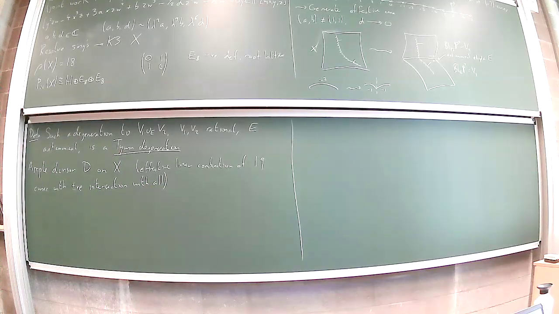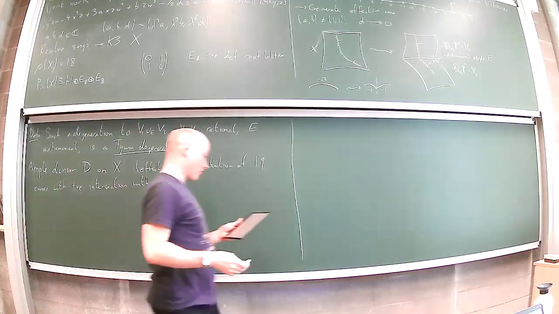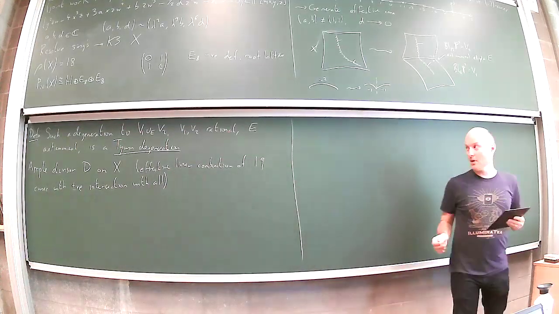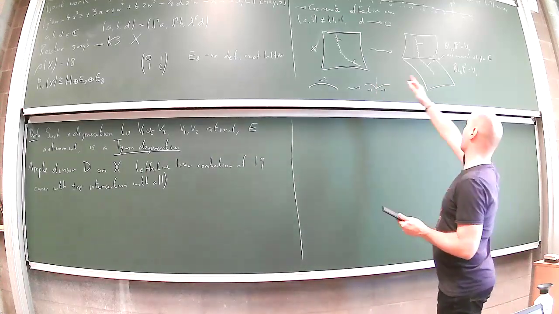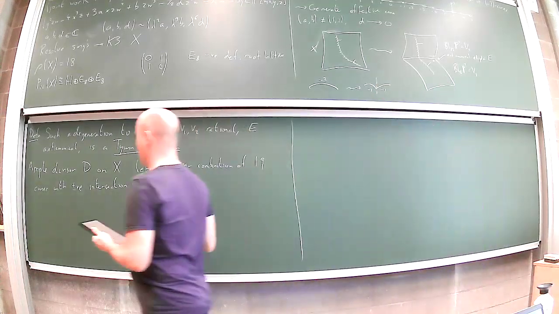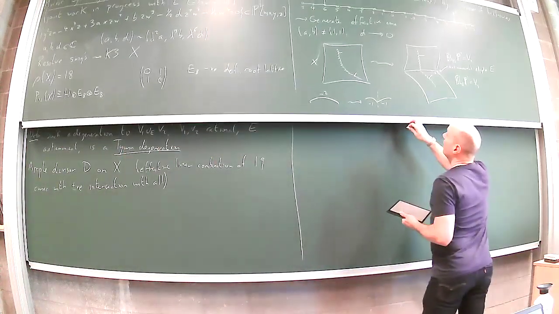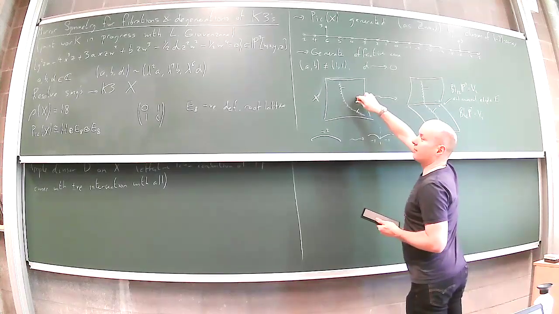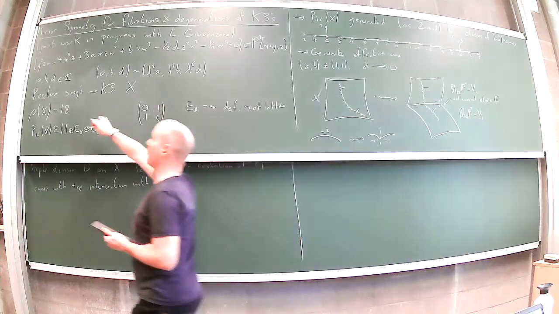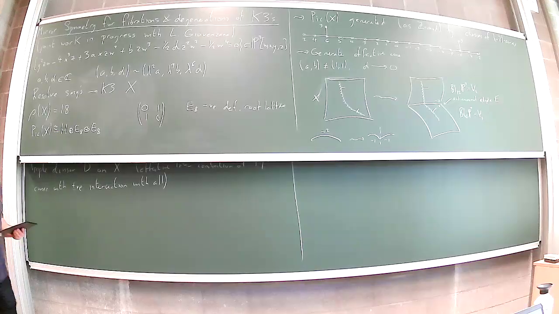So, take some linear combination of those 19 classes, so that its intersection with each one is positive. Now I'm going to see what happens to D when I degenerate across. So what can happen here? On X my Picard rank is 18, so I've got an 18-dimensional space of curves.